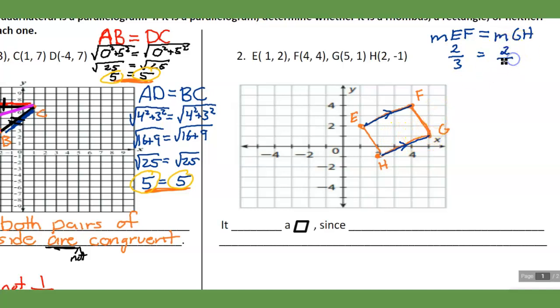So far we do have a trapezoid. We got one set that's parallel. So keep going and see if the other pair right here are parallel. So we got to show, is the slope of EH the same as the slope of FG? Okay. So we got H, we got to go up 1, 2, 3, and left 1. So up 3, left 1. And then for G, we got to go up 1, 2, 3, left 1.